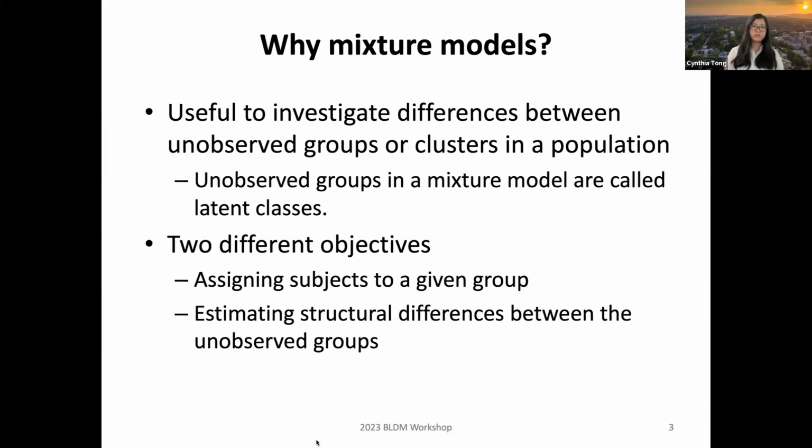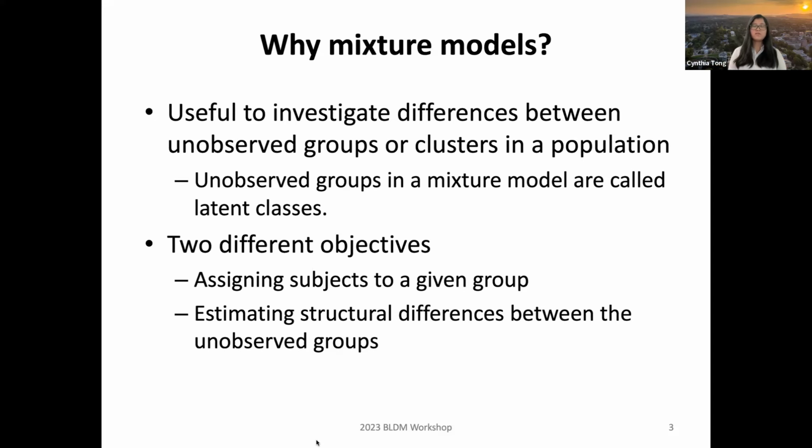First, why do we use mixture models? That is because a mixture model is useful to investigate differences between unobserved groups or clusters in a population. So if you assume that the population includes more than just one subgroup, then a mixture model would be something you want to consider. And also the subgroups are unobserved. And those unobserved groups in a mixture model are called latent classes.